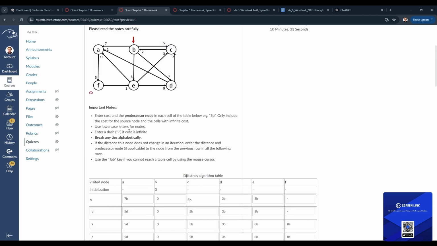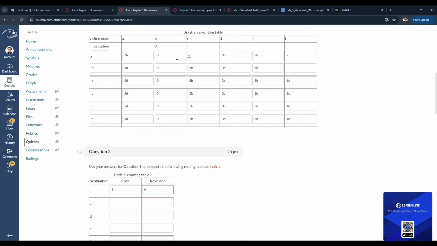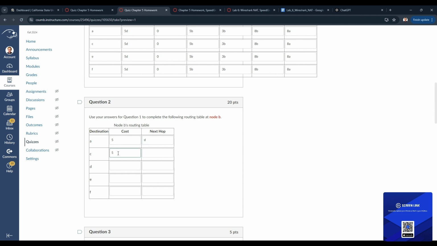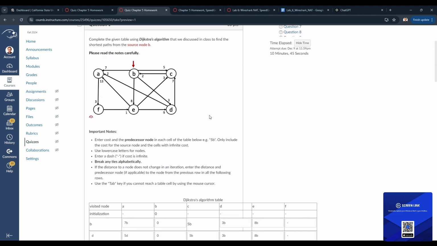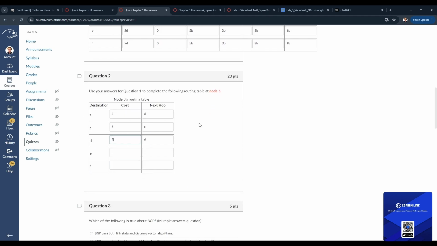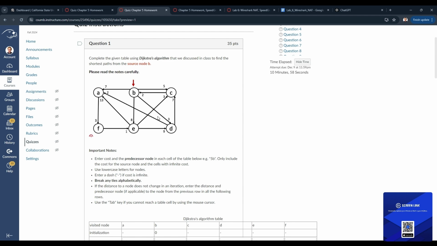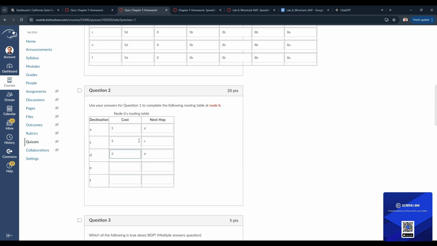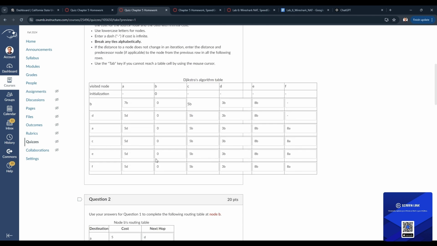If I want to go to C, my next hop is going to be C because I just jumped directly there. That's the fastest path. So I'll do 5, and then C is going to be my next hop. If I want to get to D, then D is going to be my next hop, and the cost is going to be 3. If I wanted to get to E, then it would just be directly to E, and that's a cost of 8. So 8, E, and then F.